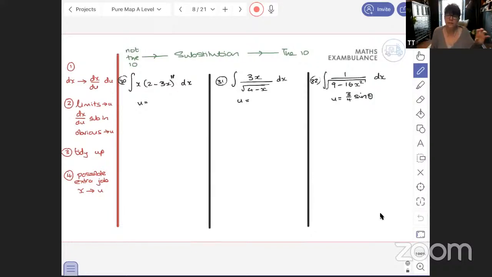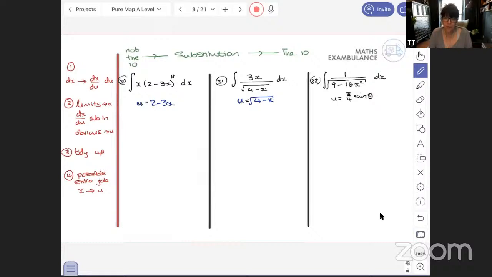It's by practicing the chain rule that you suddenly become able to integrate. Now, these are ones where substitution is properly useful. So using u is 2 minus 3x, or u is 4 minus x square rooted, or u is 3/4 sine theta, properly useful. I can't look at these ones and see what got differentiated.